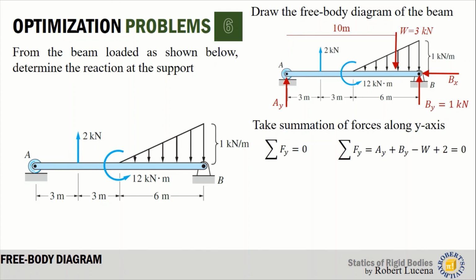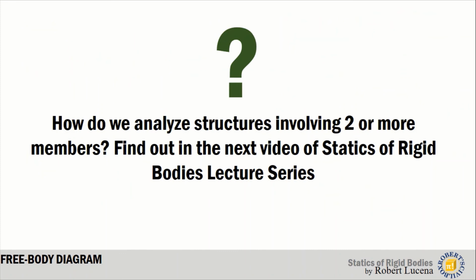So summation of forces along Y, the forces acting along Y axis are positive Ay, positive By, minus W plus 2, and replacing all the known values, we have Ay is equal to 0. Now we have Ay, By, and Bx. And that is our lecture for today.